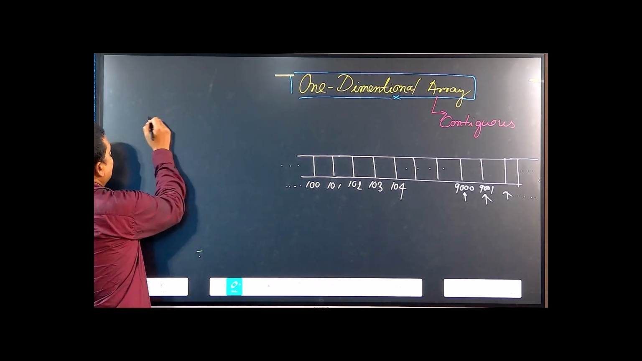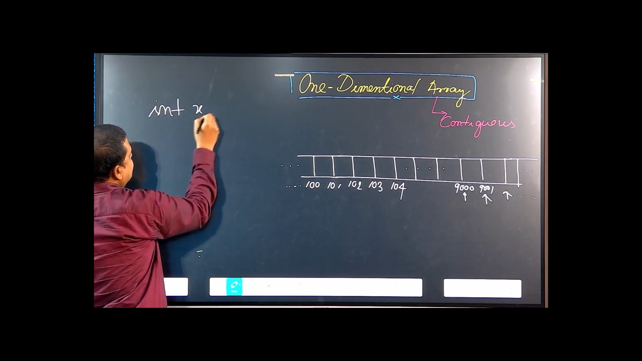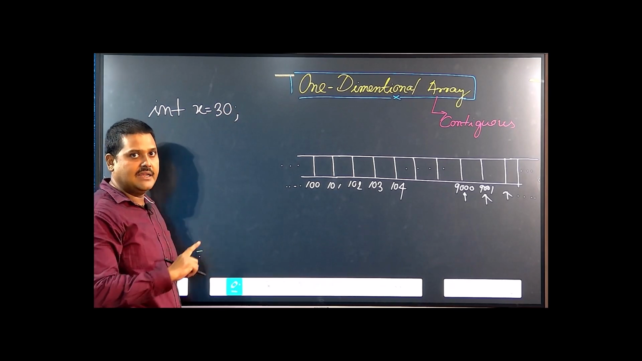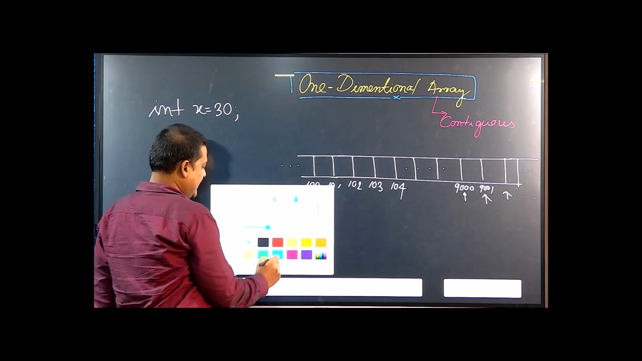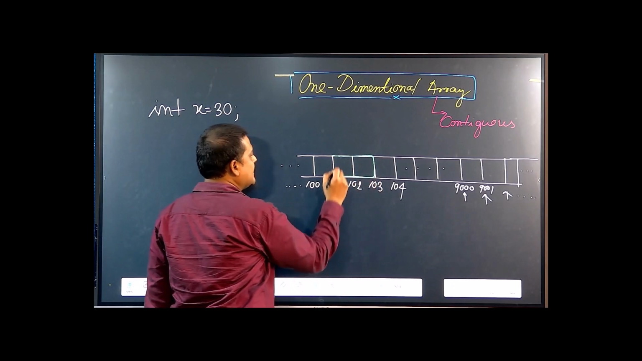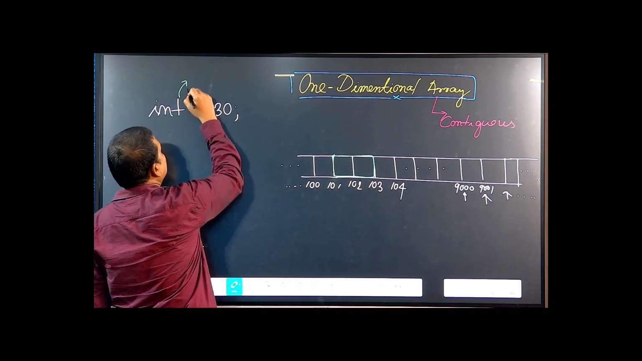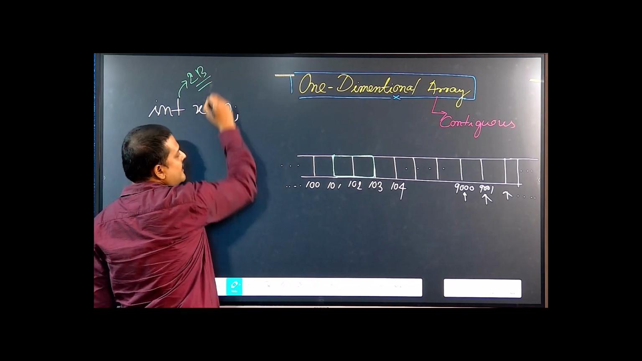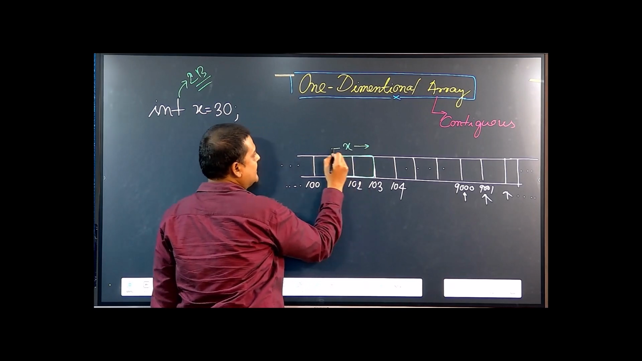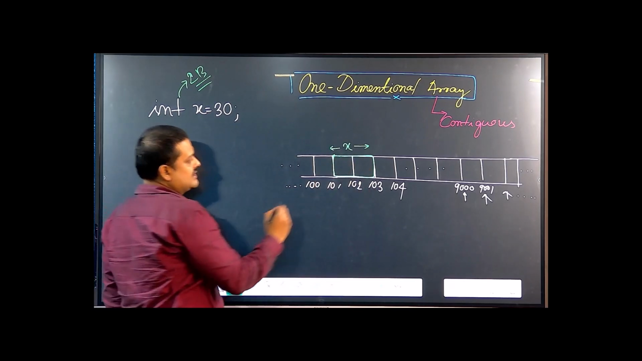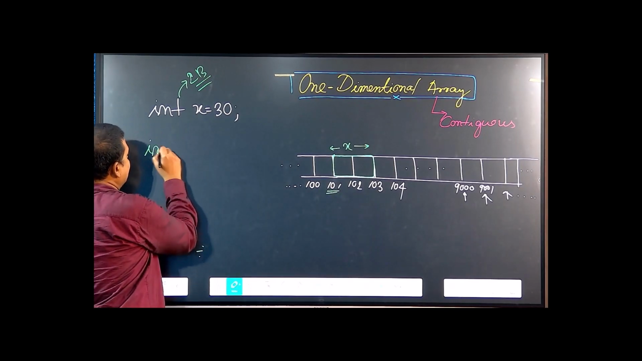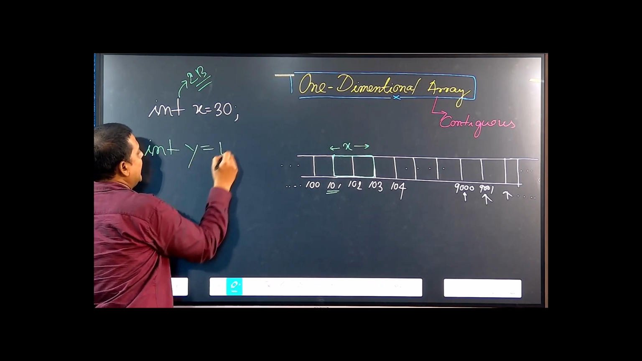Whenever we write something like int x equal 30, the system will allocate this variable x inside the memory. Say, for example, this particular location is allocated for x. As x is of integer type, I am assuming it will occupy 2 bytes of memory. So, this is 1 byte and this is 2 bytes. This whole location is known as x. What is the base address of this location? 101.